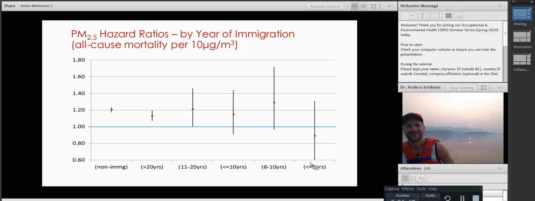This is a new topic for me. I didn't know before about the healthy immigrant effect. Coming from Europe, it doesn't matter so much. So I wonder, does this effect exist in other regions of the world? The healthy immigrant effect? Yeah. So the question is around whether this is seen in other countries.